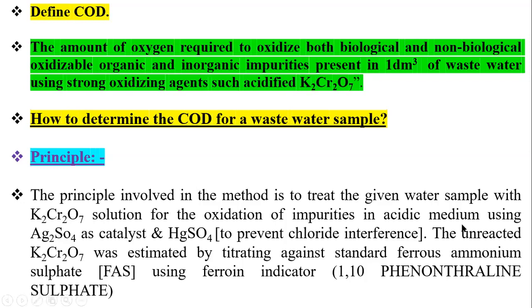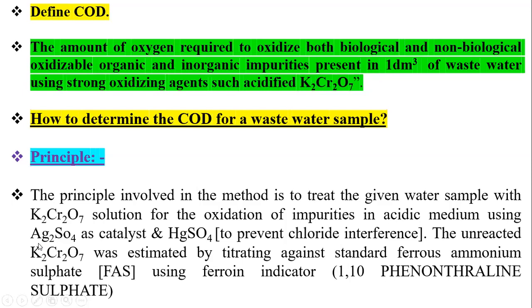Acidic medium is preferable, using silver sulfate. What is the role of silver sulfate here? Silver sulfate acts as a catalyst, and we can also use mercury sulfate. Why? Because we are taking wastewater. What will the wastewater contain? Chloride ions, bromide ions. Any halide present combines with the silver and becomes a silver halide.